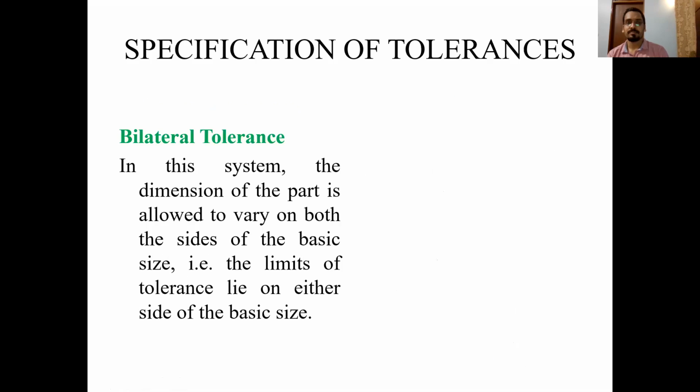Next is bilateral tolerance. As the name indicates, bilateral tolerance means that the tolerance will vary in both the negative direction and the positive direction. So in this system, the dimension of the part is allowed to vary on both sides of the basic size, that is, the limits of tolerance lie on either side of the basic size. It means on the plus side and on the negative side.